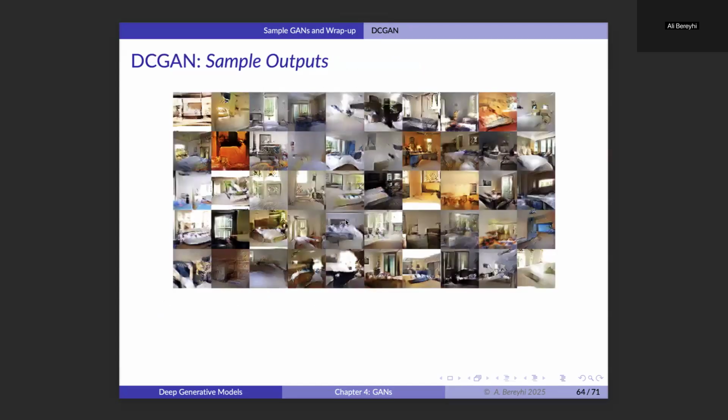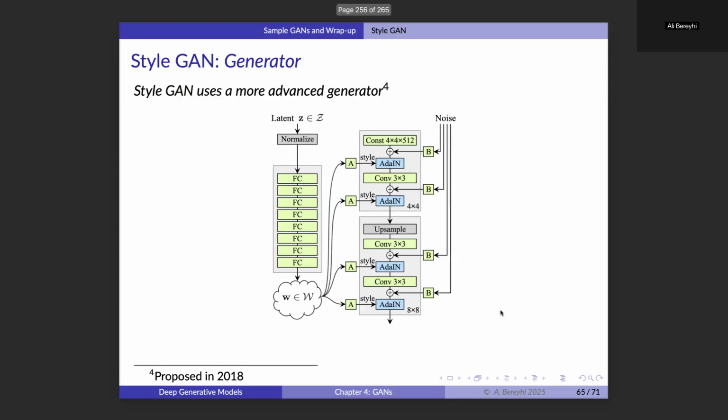So these are the samples you see from the output of this deep convolutional GAN. Usually we call it DCGAN. So you see the outputs, and they are from a point in time where we had a very hard time generating meaningful samples. They were quite something. Now, this was one thing.